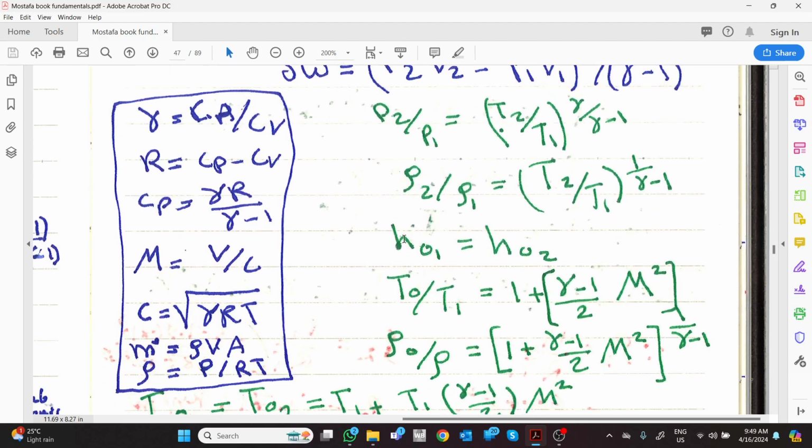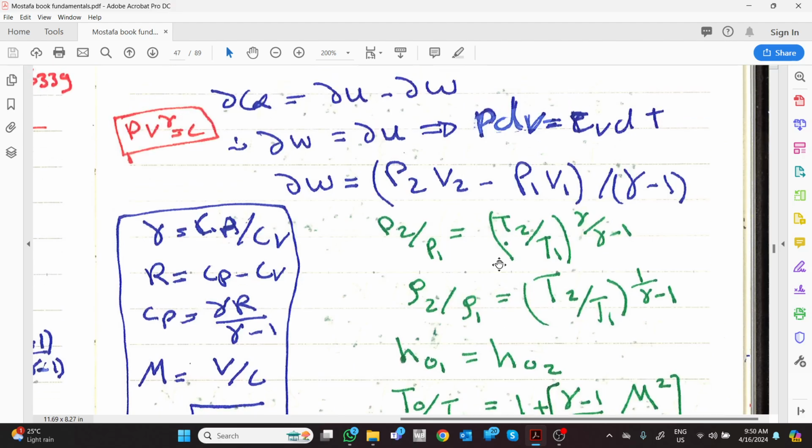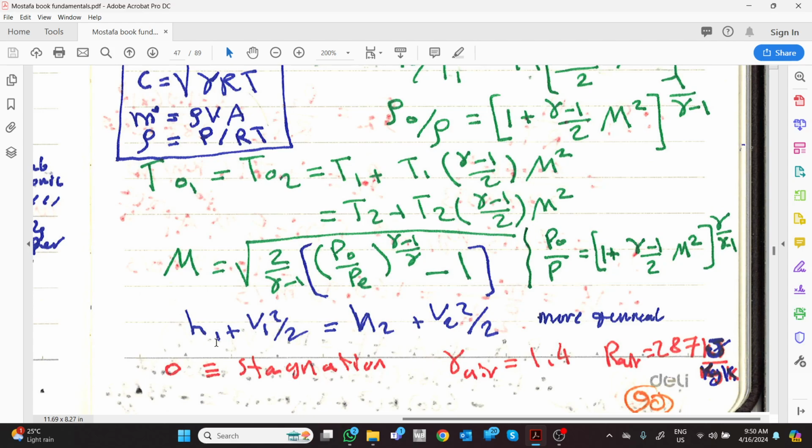Okay, so based on that, because the stagnation enthalpy is equal anywhere, we can write it. We're going to discuss it later if it's not clear how we got this relation. The enthalpy plus the velocity squared divided by 2 equals the stagnation enthalpy plus the stagnation velocity squared divided by 2, and we know that the stagnation velocity is 0, so the stagnation enthalpy is equal to this term.